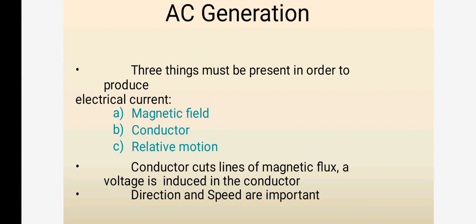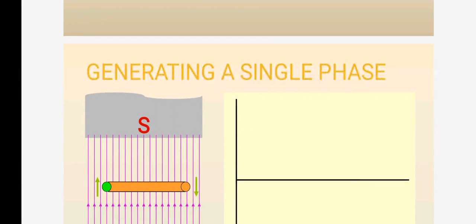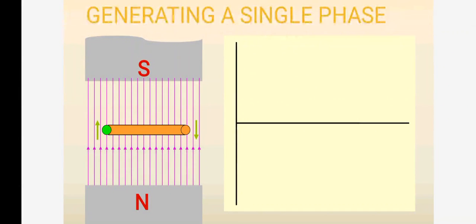Similarly, we need a magnetic field, we need a conductor, and we need relative motion; only then are we able to generate the corresponding AC signal. When the conductor cuts the magnetic flux, a voltage is induced in the conductor. Direction and speed are very important; they determine whether the value is positive or negative. Then, for generating single phase, you can see here the conductor is placed between the north pole and the south pole.